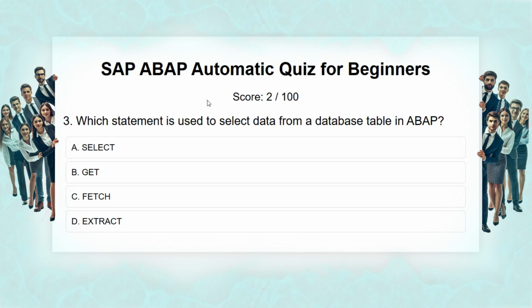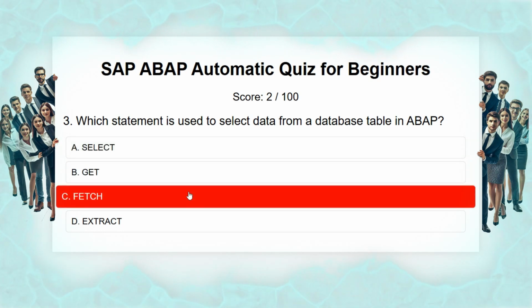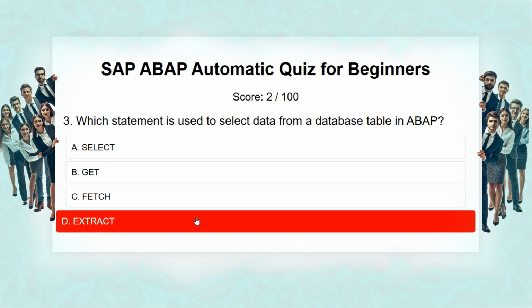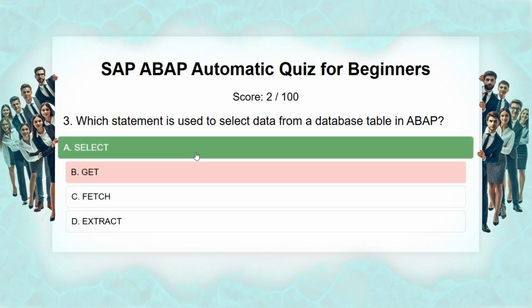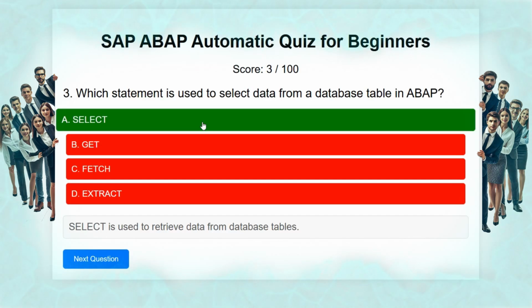3. Which statement is used to select data from a database table in ABAP? A. Select. B. Get. C. Fetch. D. Extract. Correct answer. Select is used to retrieve data from database tables.